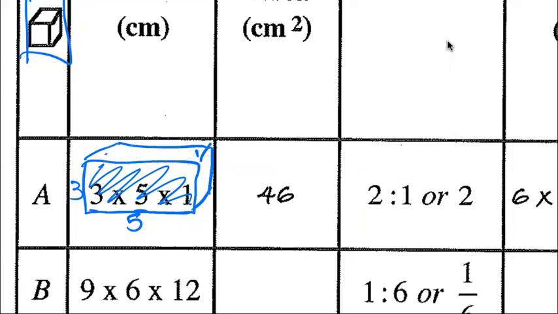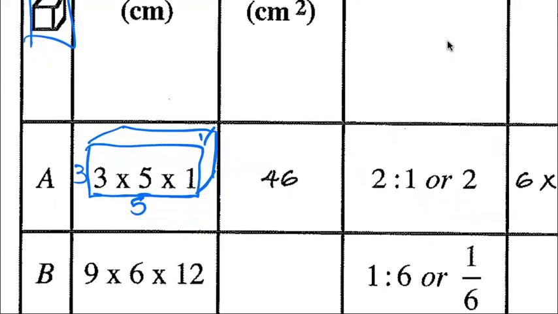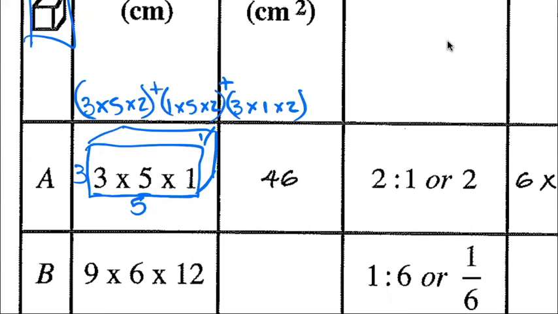Now to figure that out, the formula is a little bit more, not more complicated, but you have to go 3 times 5. That's one face, but there are 2 of them, times 2. And then I have to go 1 times 5 times 2, because there's 2 of them. And then I have to go 3 times 1 times 2, because there's 2 of them, and add them all together. Plus. 3 times 5 times 2 is 15. 1 times 5 times 2 is 10. 3 times 1 times 2 is 6.